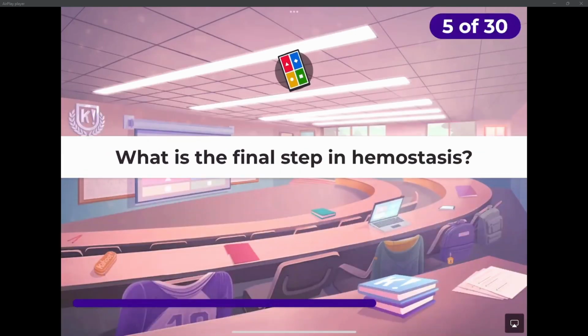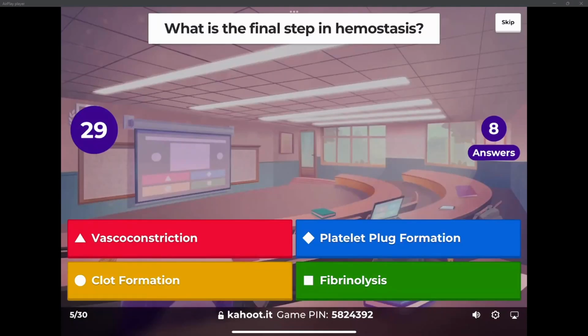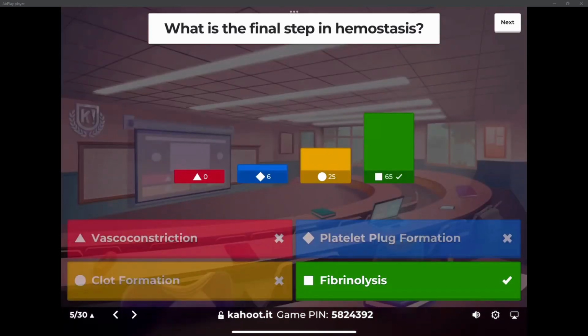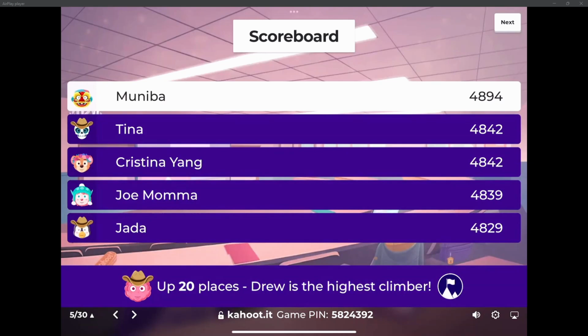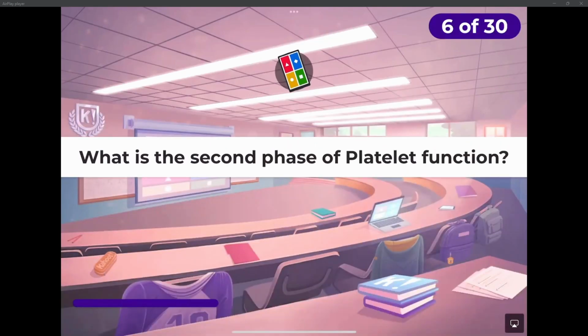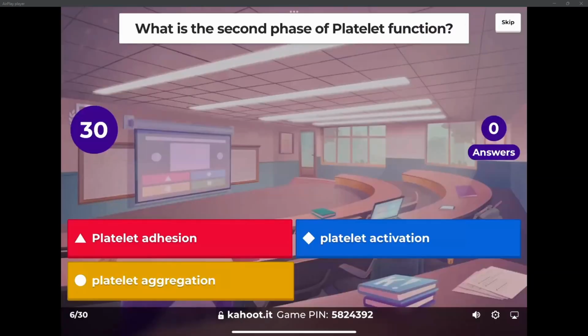What's the last step in hemostasis? What do all clots have to do at the end? Break down, disintegrate, go away. Okay? The final step, you have to break up the clot. What's the second phase of platelet function? They're all A's, so get a mnemonic to remember it, but.